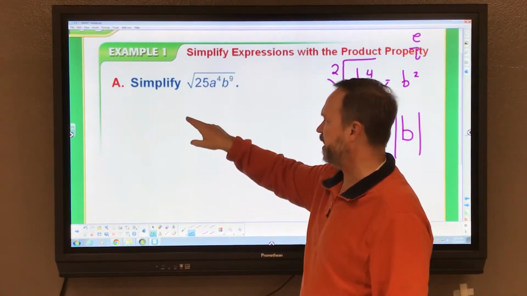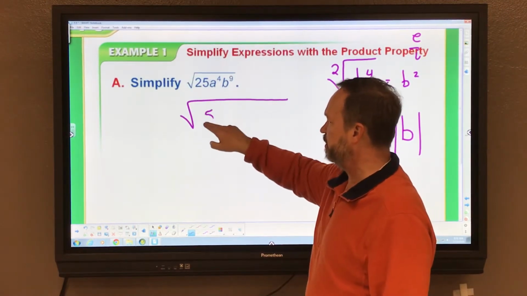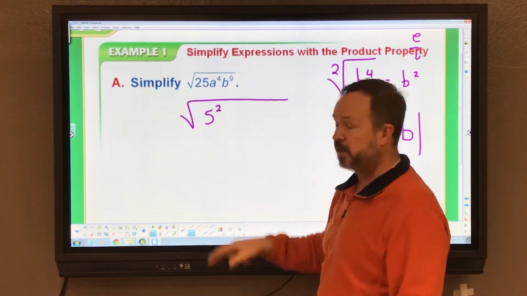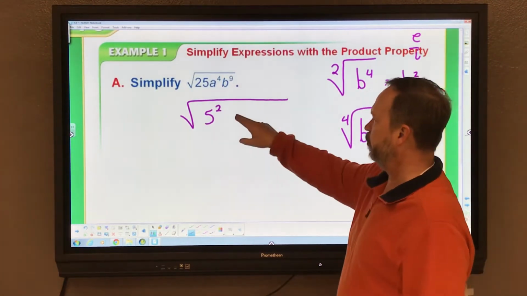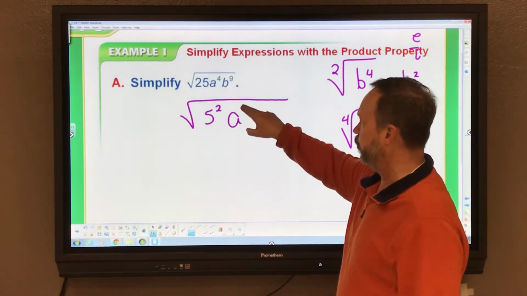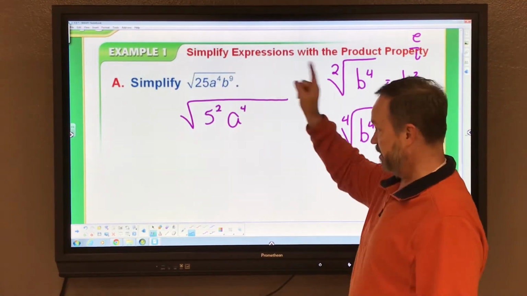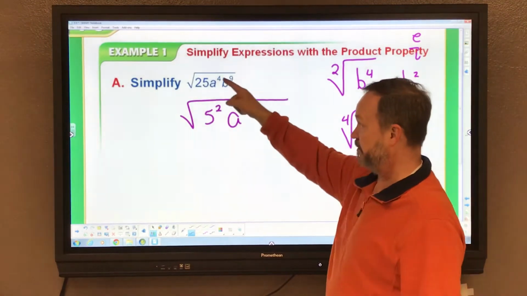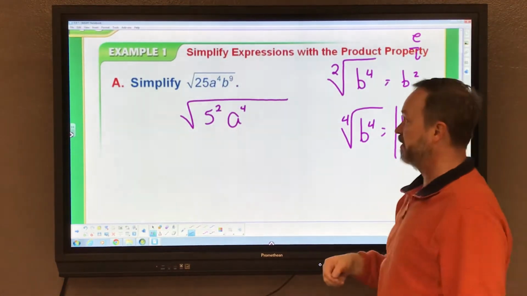But let me just take a second and rewrite this whole problem. Because I'm going to write the 25 as 5 squared. Because it's what it is. I have a reason for doing that, just as a point of order here. And this a to the 4th, which is going to be no problem because 4 divided by 2 is going to work out beautifully. It's the b to the 9th that's the problem because 9 divided by 2 doesn't work when we do our Old McDonald, exponent divided by index.